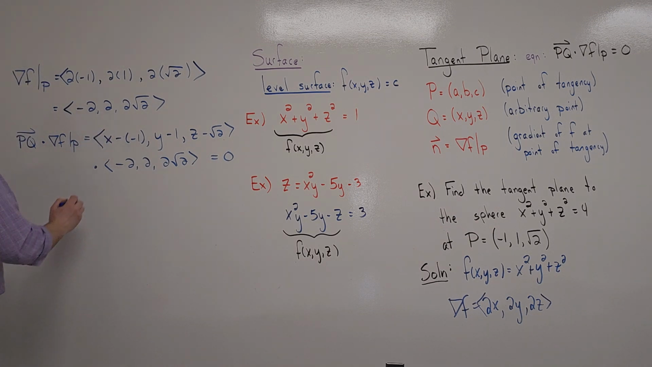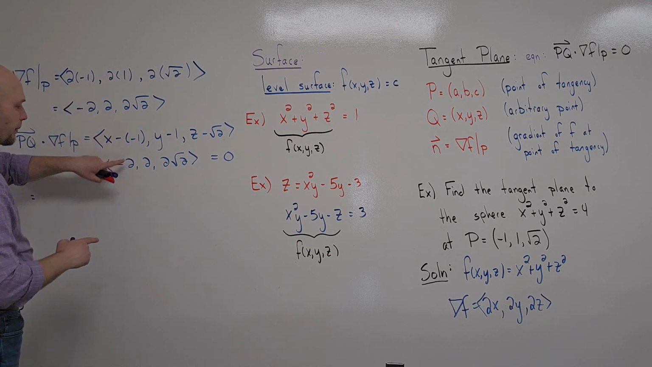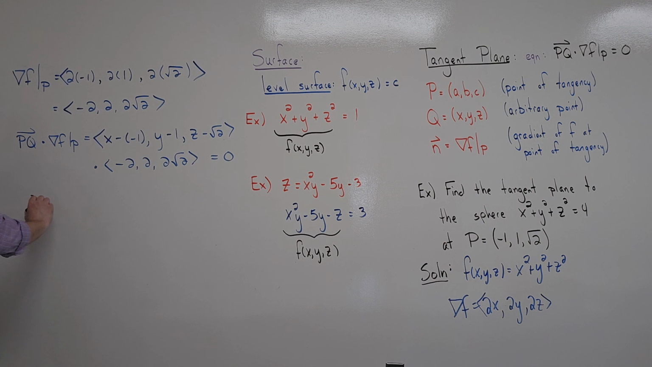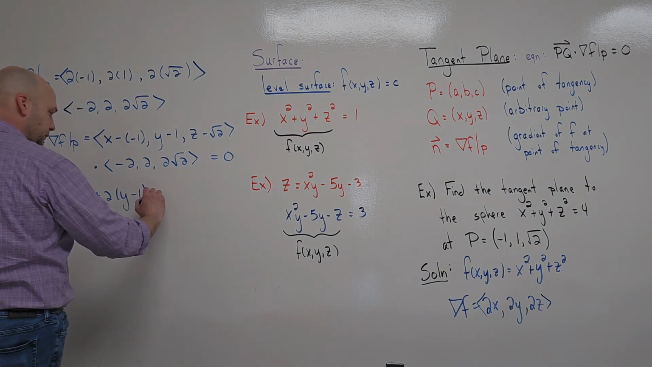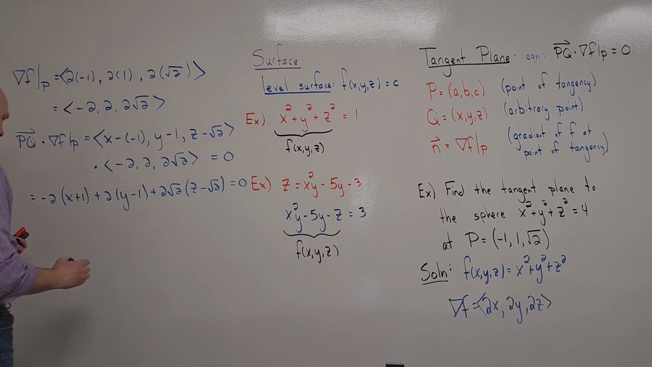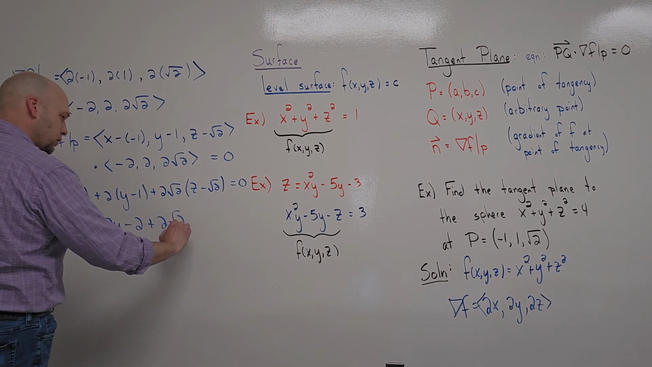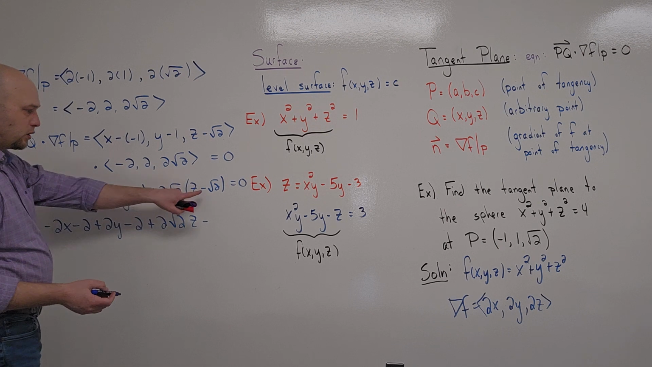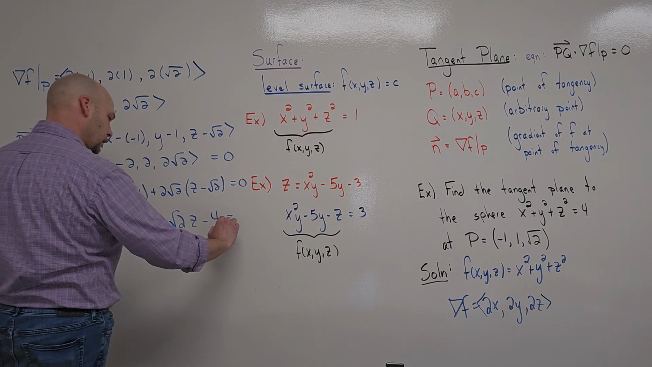0. So I take the dot product of those and multiply corresponding components. So remember, this is going to be x plus 1. I multiply that by -2. So I would have -2 times x plus 1 plus 2 times y minus 1 plus 2√2 times z minus √2, and that's equal to 0. So let's clean this up then. I have -2x minus 2 plus 2y minus 2 plus 2√2z minus 2√2 and √2 would give you, so √2 and √2 is 2, so it's -4 equal to 0.